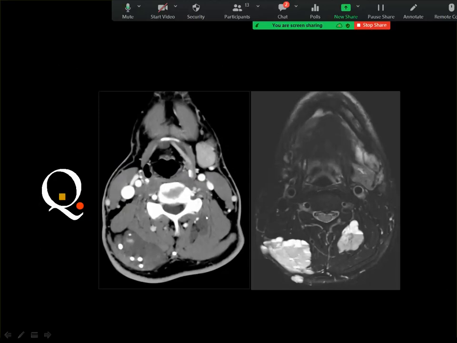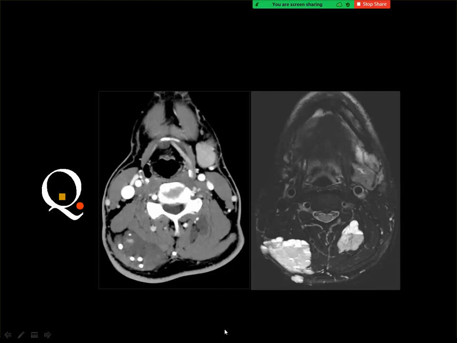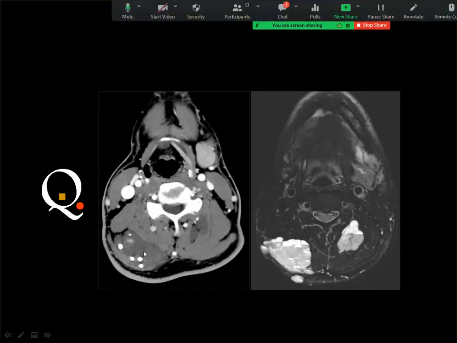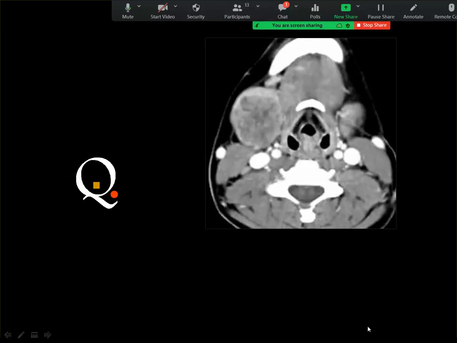The next case is a CT and MRI of the neck, and there are two lesions best appreciated in the MR images. Yes, both are hemangiomas, very good, because of the presence of calcified phleboliths in both lesions, and also the very bright signal in the T2 weighted image. These are hemangiomas. CT of the neck at the level of the submandibular salivary gland.